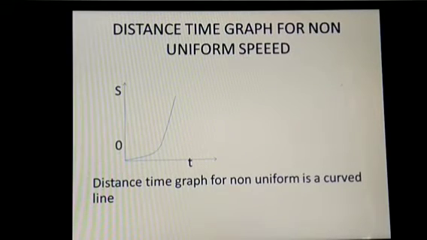Distance time graph for non-uniform speed. In the case of non-uniform speed, the object travels unequal distances in equal intervals of time. Distance time graph for non-uniform speed is a curved line.